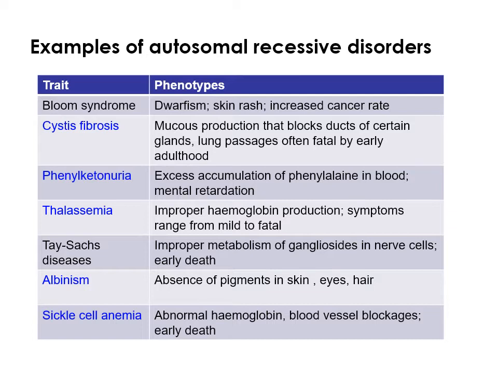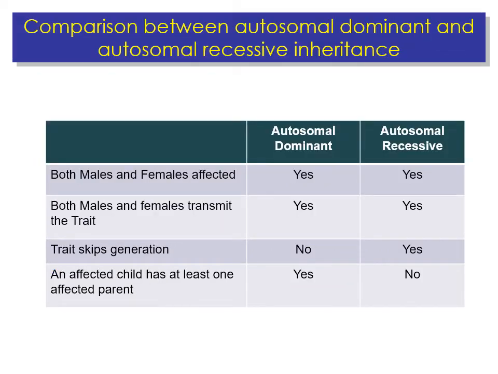Examples of autosomal recessive disorders are cystic fibrosis, phenylketonuria, thalassemia, albinism, and sickle cell anemia. Others such as Bloom syndrome and Tay-Sachs disease are rare disorders. This diagram shows the comparison between autosomal dominant and autosomal recessive inheritance pattern in relation to gender and the mode of transmission.